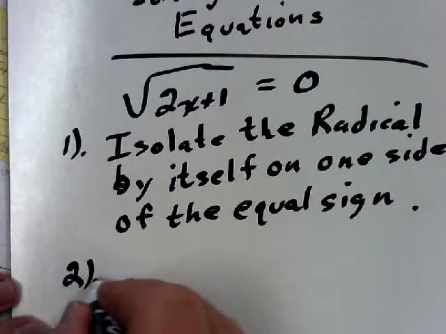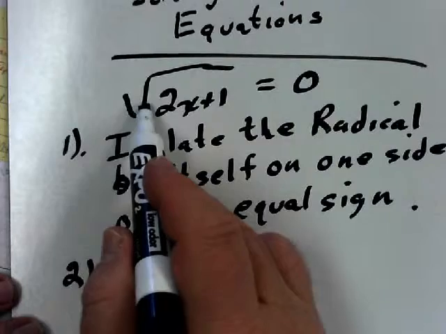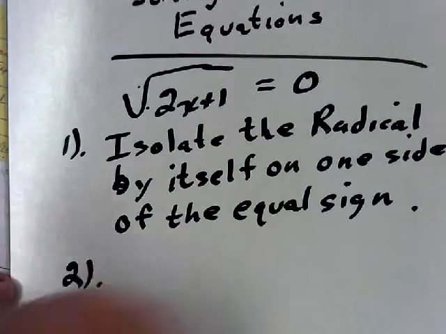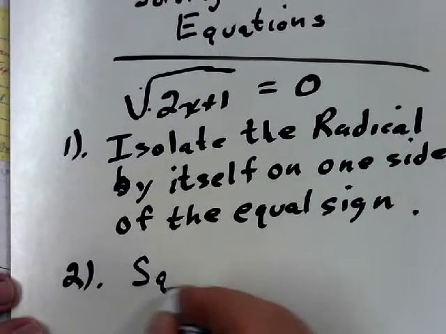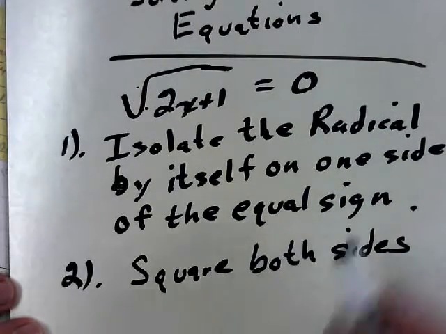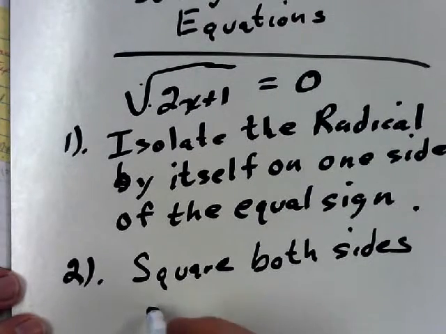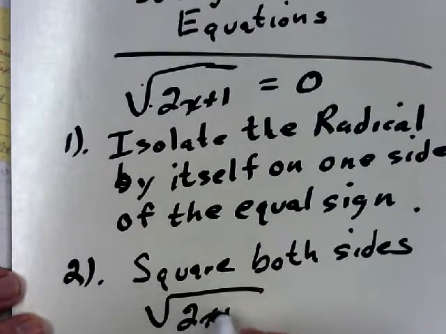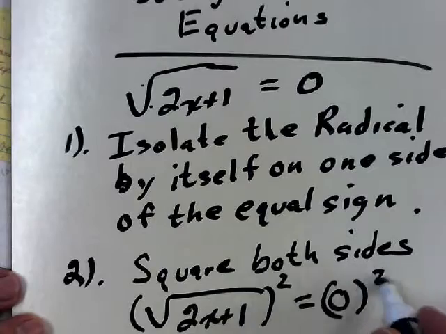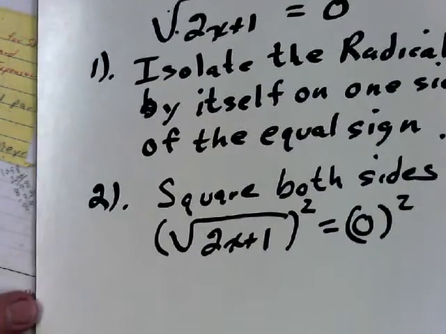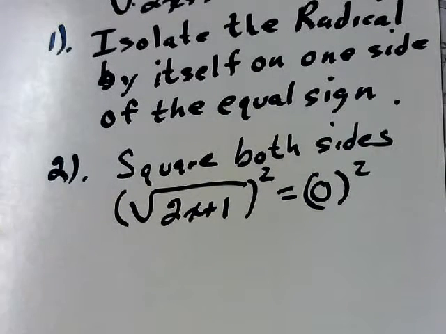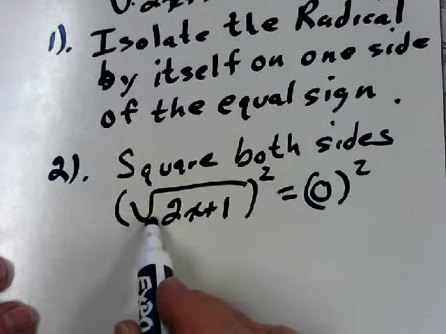Second step, to get rid of the radical so that I can try and work with x, if its index is a 2, which in this case it is, I need to square both sides. Which means in this particular equation, I have the square root of 2x plus 1 equals 0. I need to square this side and square this side, because what you do to one side of the equation, you do to the other. Why would I square it? By squaring it, don't I get rid of the radical?